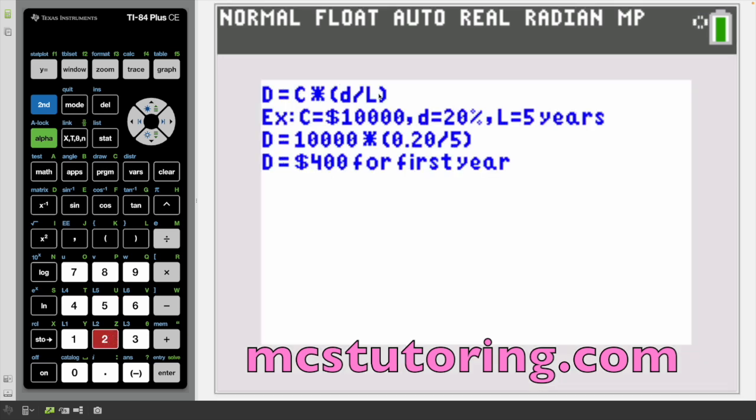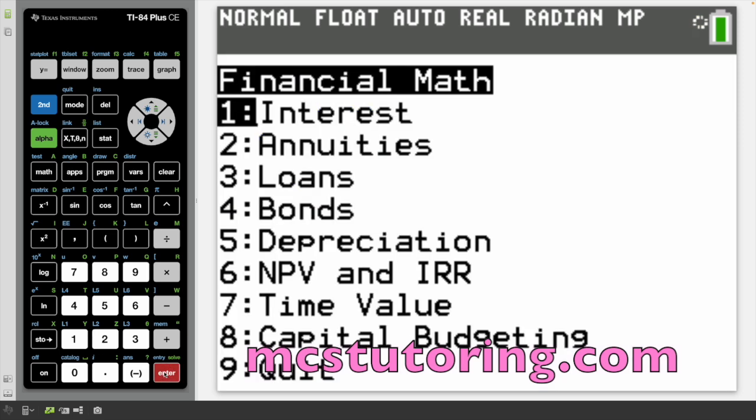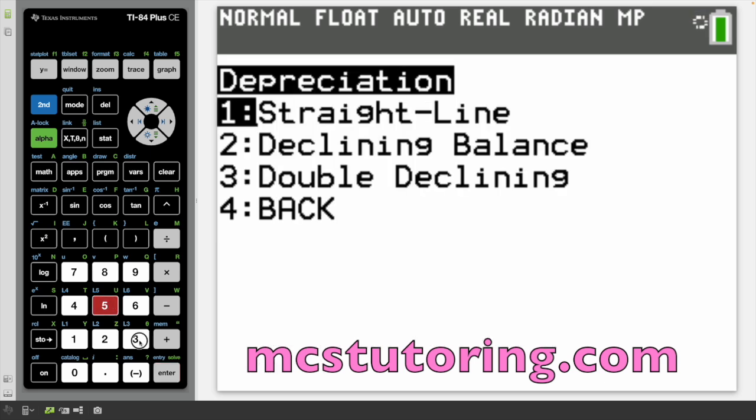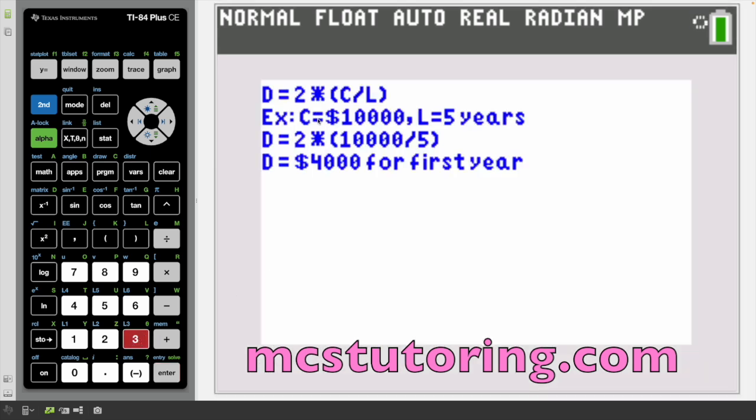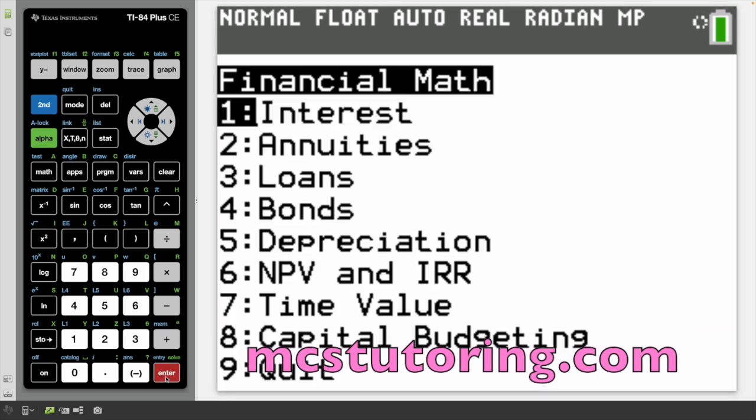This is declining balance. So C times the quantity D divided by L. There we go. And I think you know how to read numbers, so I just won't continue reading it to you unless it's of pertinent interest here. Again, depreciation, double declining. A little more interested here. It's 2 times C divided by L. So then got your numbers, got your solution.